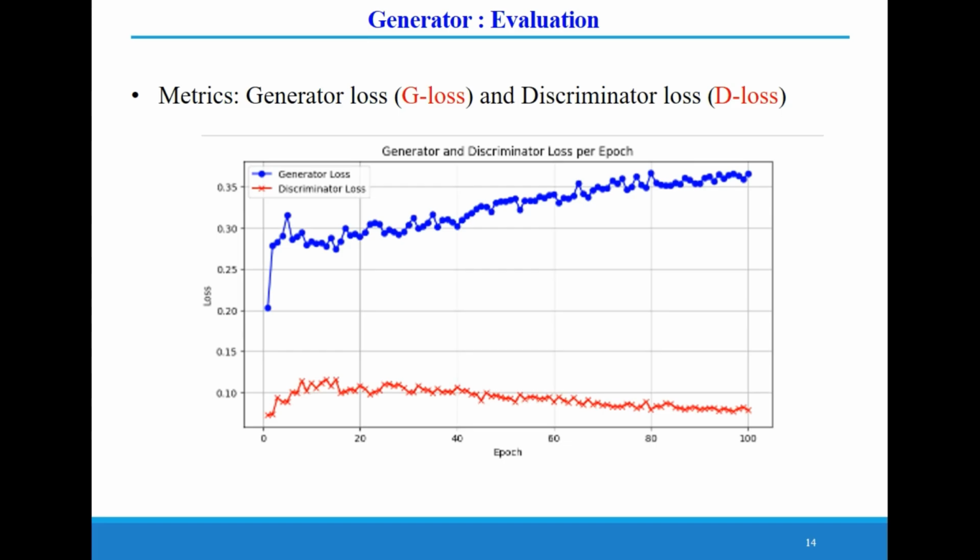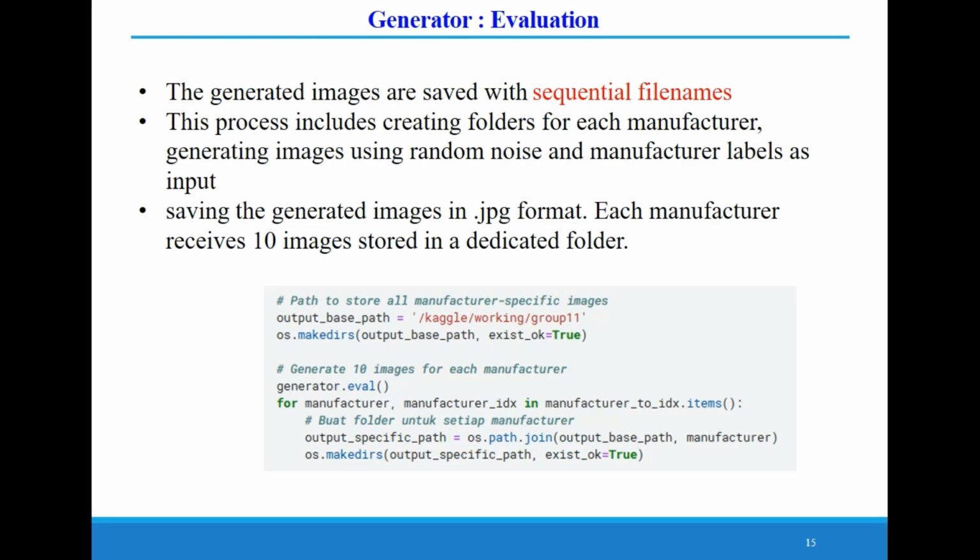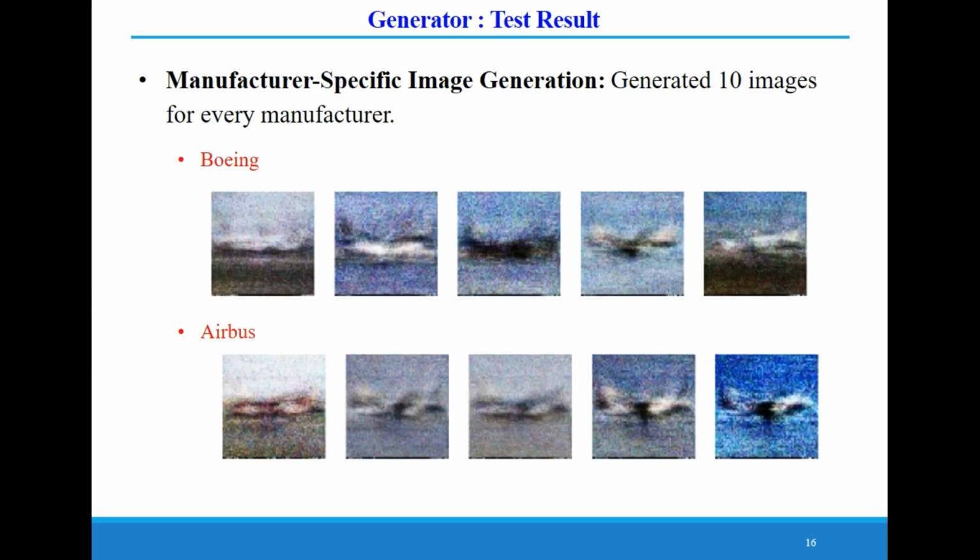After that, the generated images are saved with sequential file names. This process includes creating folders for each manufacturer, generating images using random noise and manufacturer labels as input, and saving the generated images in JPG format. Each manufacturer receives 10 images stored in a dedicated folder. This is the result of the 10 generated images for every manufacturer, such as Boeing and Airbus.